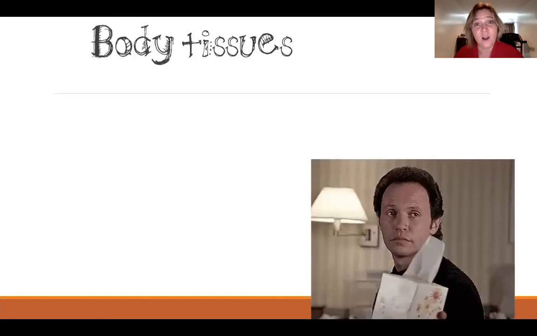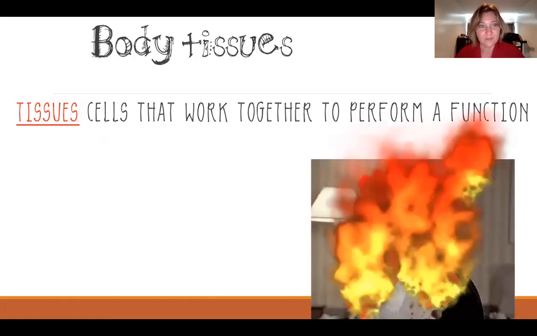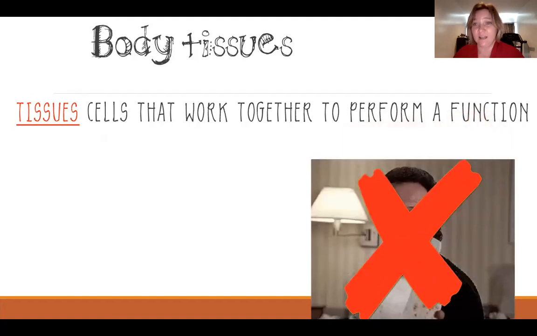All right, so first thing are body tissues. No, not that kind of tissue. Tissues are cells that work together to perform a function. If you remember, we haven't talked about it yet, there's a hierarchy to how you are organized. At the very basic level, you have cells. Cells come together to form tissues. Tissues form organs. Organs form organ systems, and organ systems make up the body.